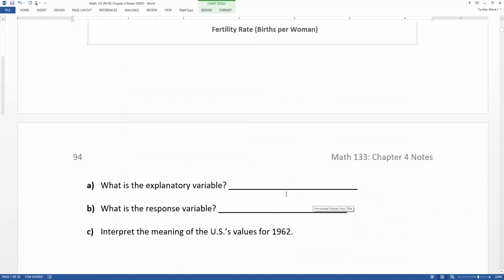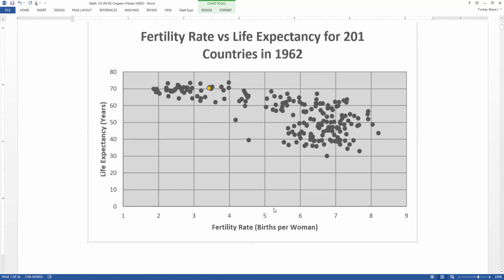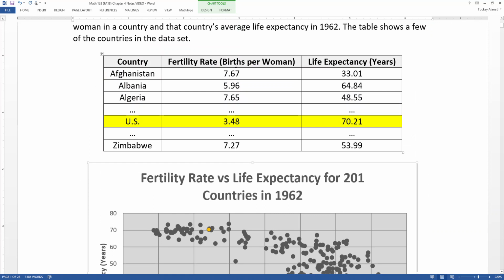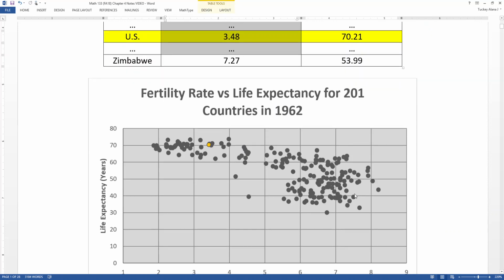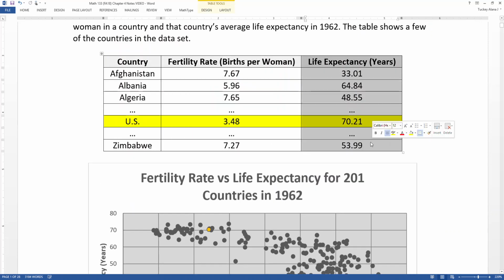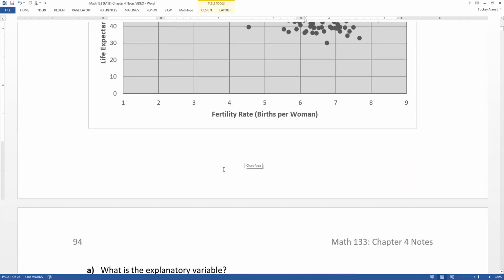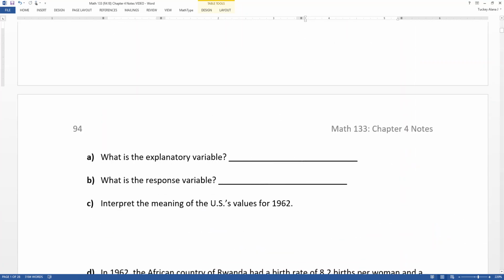Okay, so the first question is, what is the explanatory variable and what is the response variable? Well, in general, the explanatory variable is going to be your x, which is going to be on your x-axis, and your response variable is going to be your y. So explanatory for us is fertility rate, and the response variable is the life expectancy.